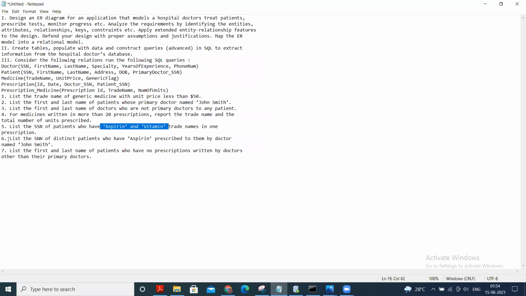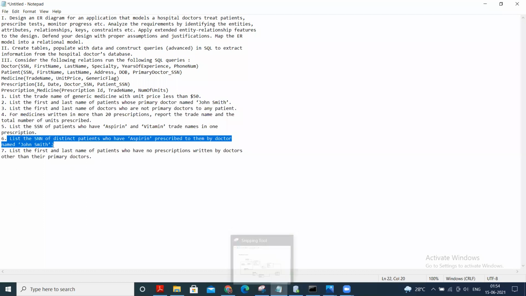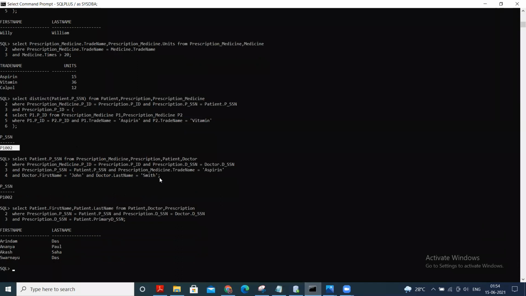Now go to the next query. List the SSN of distinct patients who have aspirin prescribed to them by a doctor named John Smith. Means the doctor's name is John Smith. So here the doctor's first name and last name are John and Smith respectively.